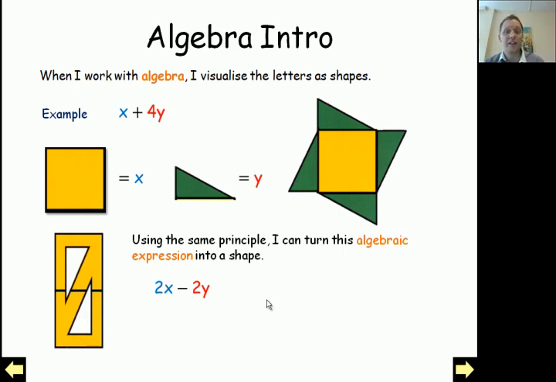Hopefully this will give some of those of you who are scared of algebra or unsure about algebra an extra tool, an extra resource to be able to try and get your head around it. If you're struggling with letters, just replace them with something else that you find far easier to comprehend.